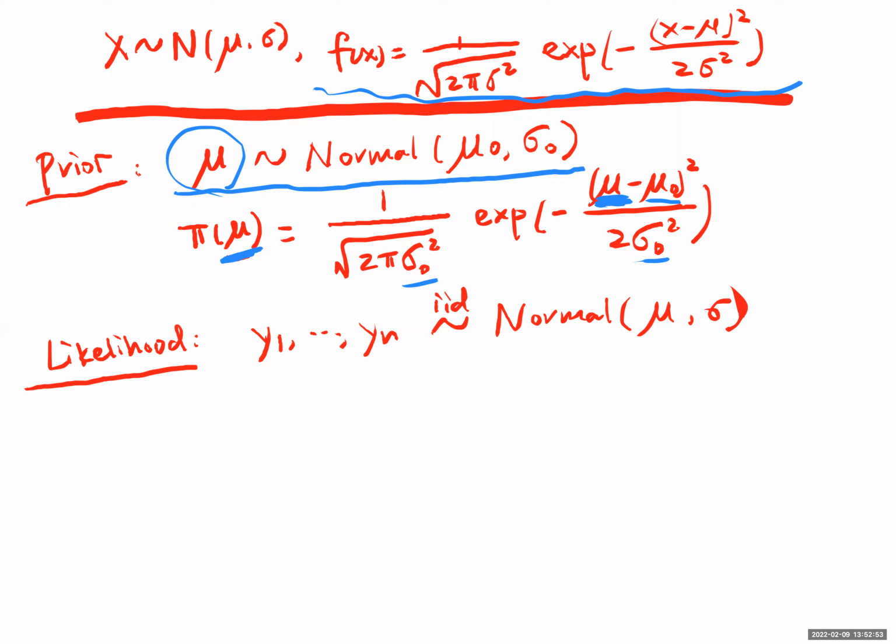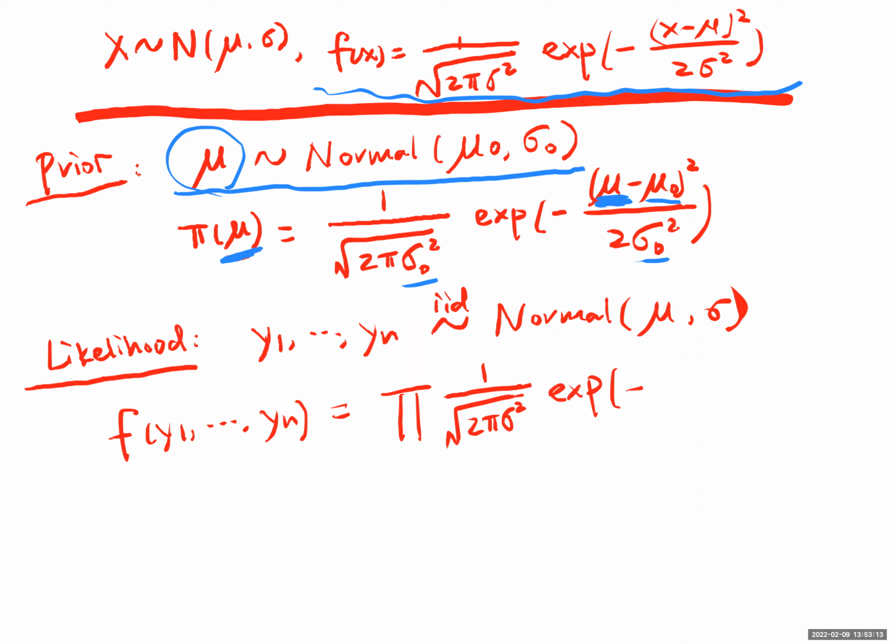So in that case, we can write out the joint density of y1, y2, up to yn. We know they're independent from each other, so remember, we have a big pi to show the product. Then we have 1 over the square root of 2 pi sigma squared, times exp of negative (yi minus mu) squared over 2 sigma squared, and the big pi goes from 1 to n. So this is from our review lecture. Because they are IID, they all follow the same normal distribution.